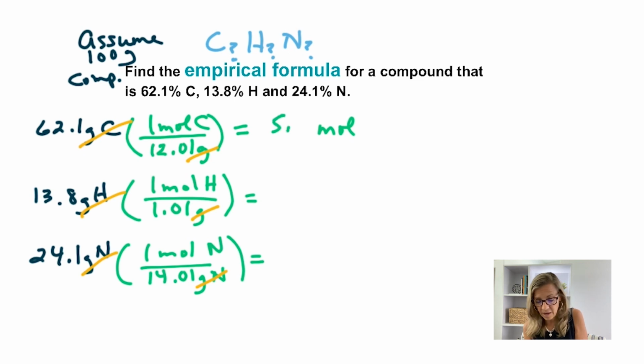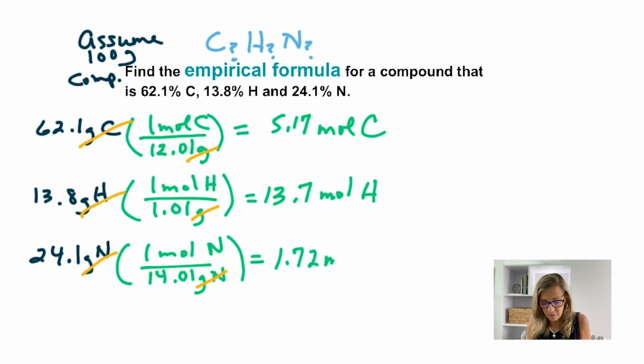Okay, so that is 5.17. Now, when you do this step, don't drop your sig figs here. Moles of carbon, moles of hydrogen, and then 1.72 moles of nitrogen. I started with 3 sig figs. I want 3 sig figs in my moles.